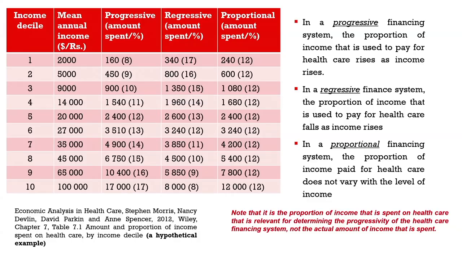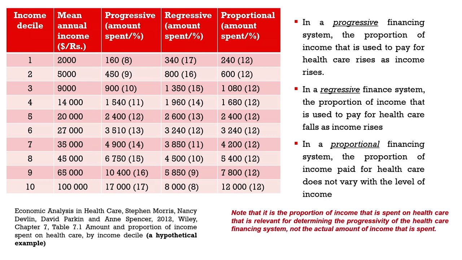So, to be able to understand this further, let us see this hypothetical example here. A large part of this lesson, as I was mentioning in the beginning of this class, has been referred from the textbook on economic analysis in healthcare by Stephen Morris, Nancy Devlin, David Parkin, and Ann Spencer. And chapter 7 of this book, I would recommend the learners to read to be able to understand more about equity issues that are discussed in the context of healthcare. So, let me take you back to this hypothetical example here.